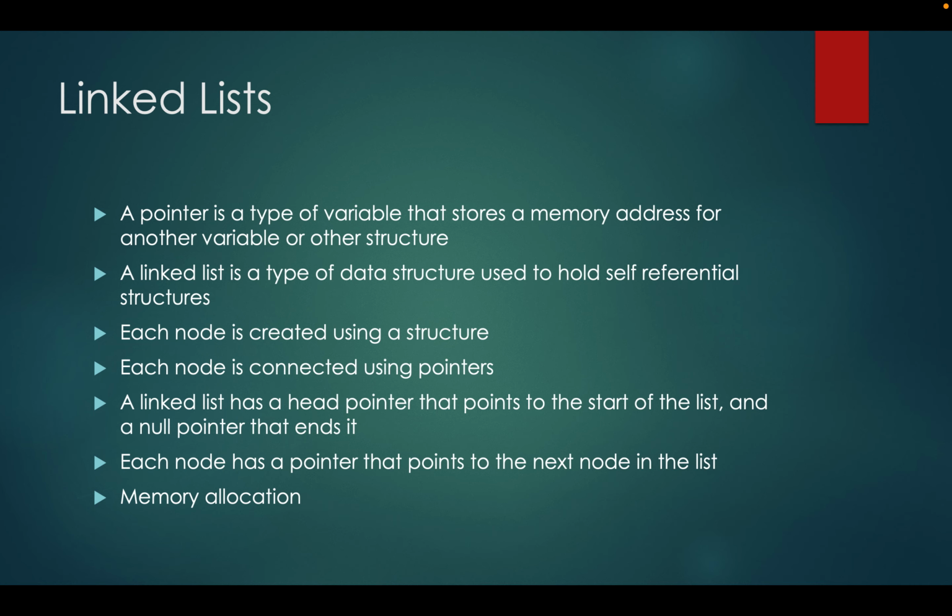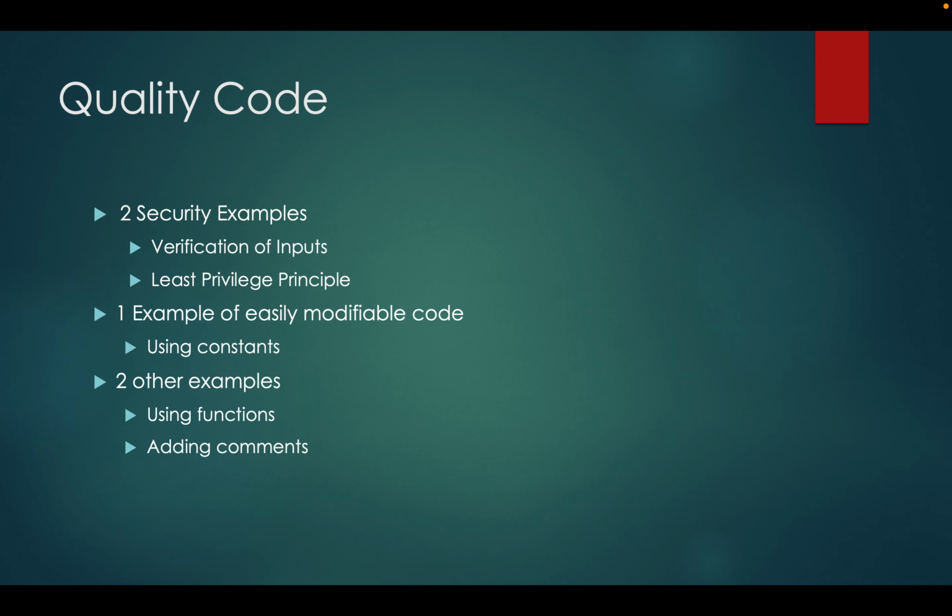Each node is created using a structure. Each node is connected using pointers. A linked list has a head pointer that points to the start and a null pointer that ends it. Each node has a pointer that points to the next node in the list, and you have to allocate memory for each node dynamically with malloc as you do it.